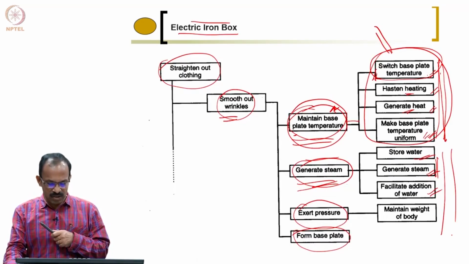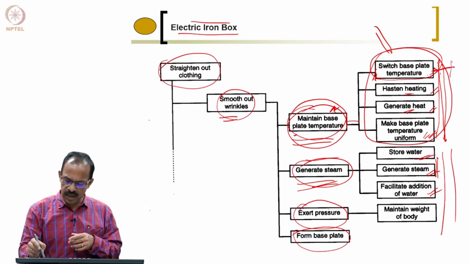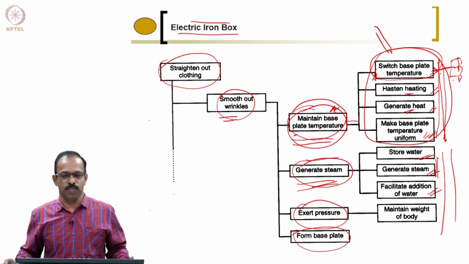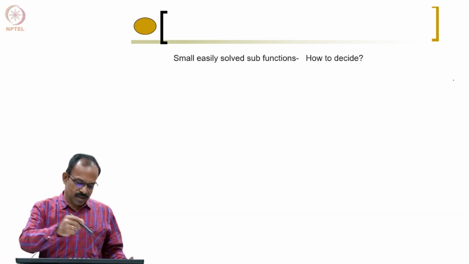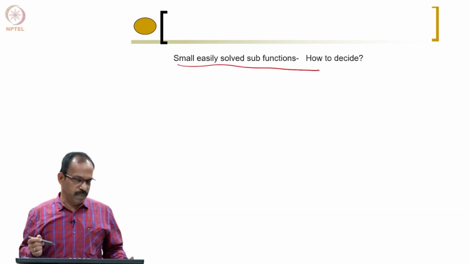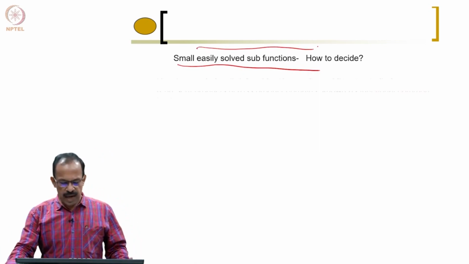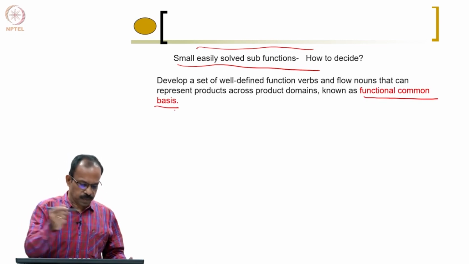And one important question you will be having is, okay, how do we actually know where I need to stop? Should I actually go further and do the decomposition? So, when will I know that I do not need to do further decomposition of the product, for the function? And to do that, we will have something called a functional common basis. So, we will try to answer this question, small easily solved sub functions, by having something called a functional common basis.